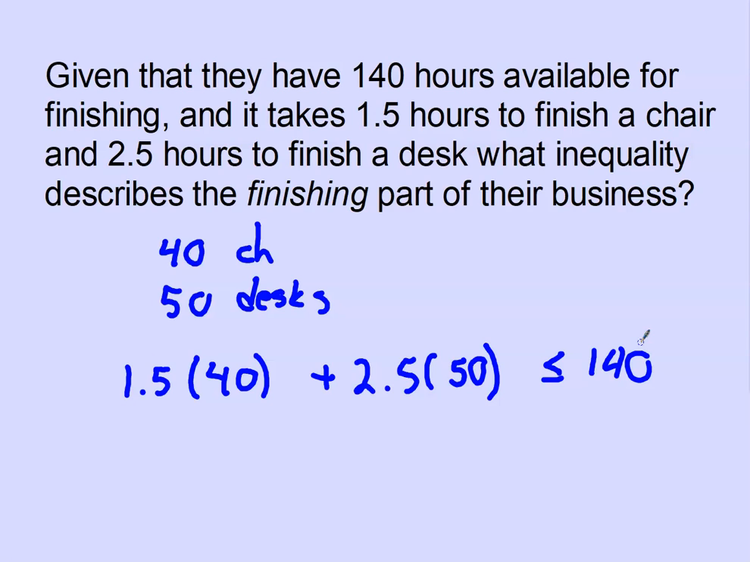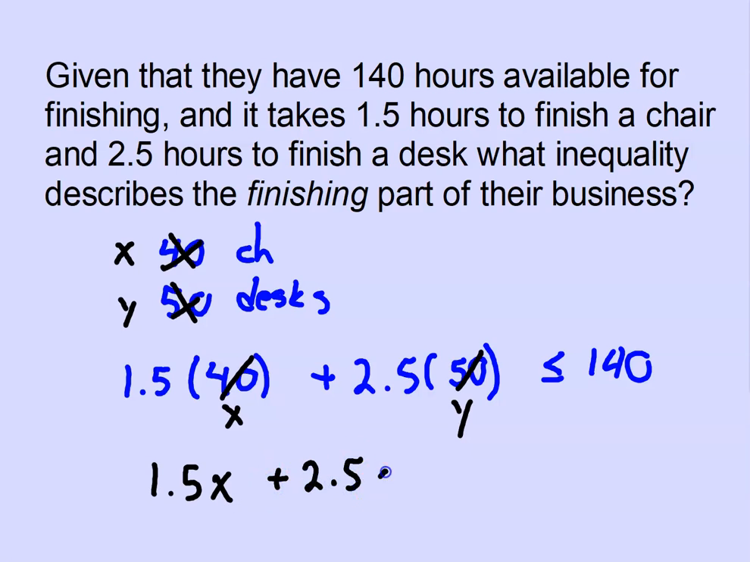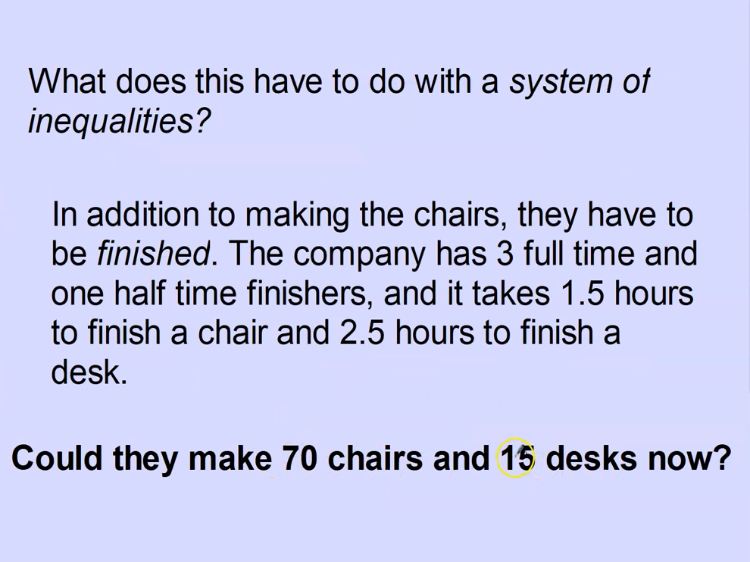Okay, but what I want to point out is this. If I now go back and say, what if there are X chairs and Y desks, then we'll just replace the 40 with an X and a 50 with a Y, and I got my inequality here. So 1.5 times X plus 2.5 times Y is less than or equal to 140. Okay? So that is much easier than trying to guess and check and see, like we did up here. Could you actually do this? Okay? By putting the numbers in and calculating every time.